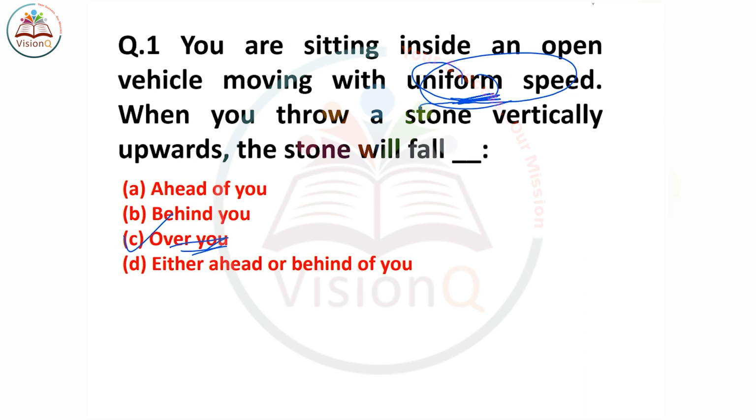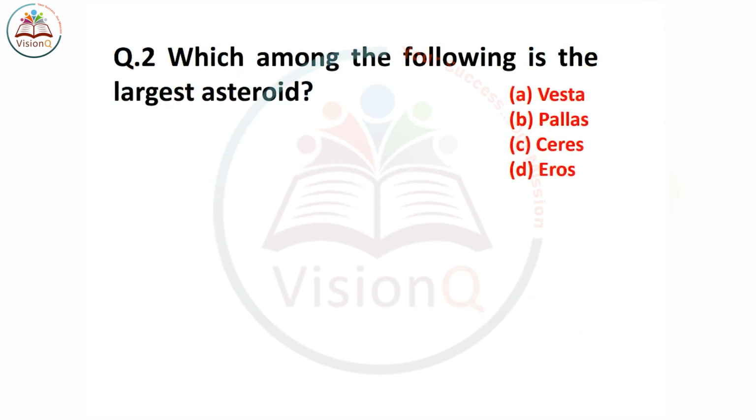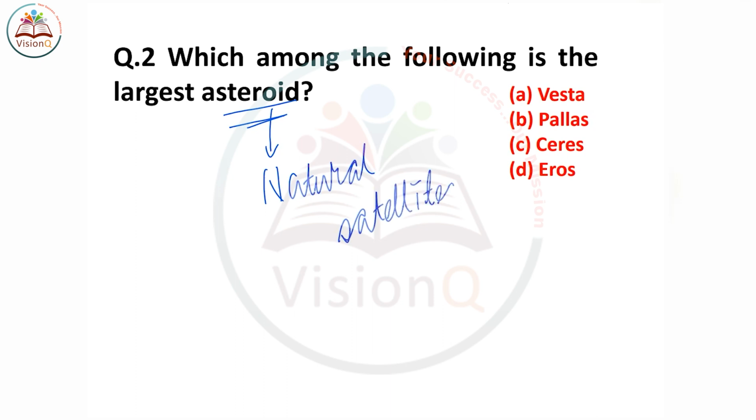Next, see the second question of today's session, question number 2. Which among the following is the largest asteroid? Asteroids are basically rocky, airless bodies present in our solar system, formed millions of years ago when our solar system was formed. Asteroids are natural satellites. There are some natural satellites present in our solar system, just like the moons, the comets, meteoroids, meteors. The same is the asteroid. The largest asteroid discovered ever is Ceres. The right answer will be option C.